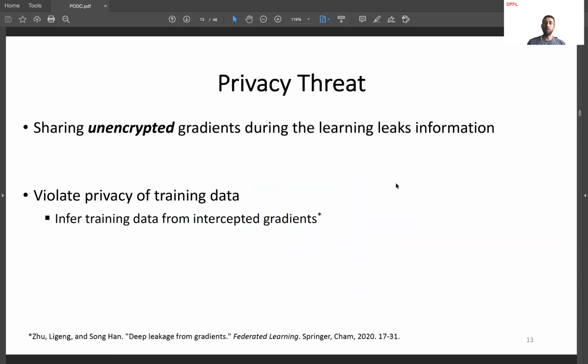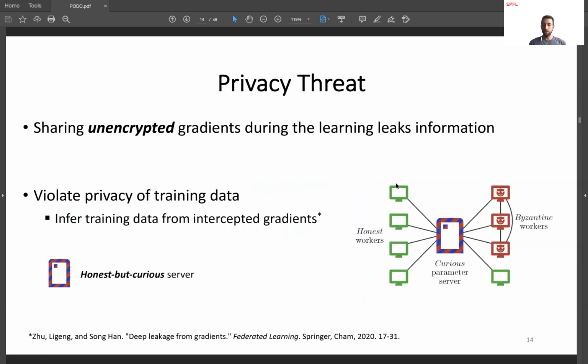Now, the privacy threat is mainly due to the sharing of unencrypted gradients by the workers to the server during the learning, as I said earlier. These gradients that are sent unencrypted can be used by the parameter server and any other third party that has access to them in order to violate the privacy of the training data and infer sensitive information about the training data of the honest workers.